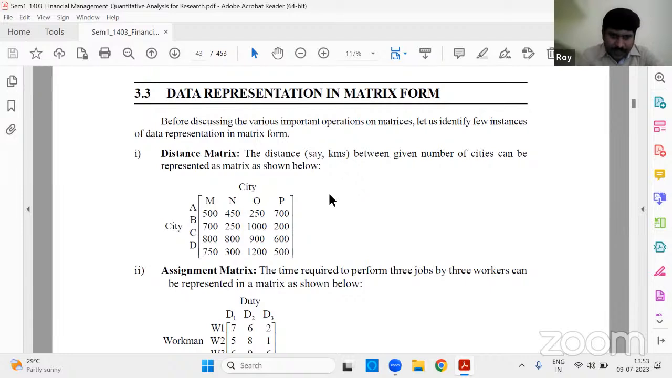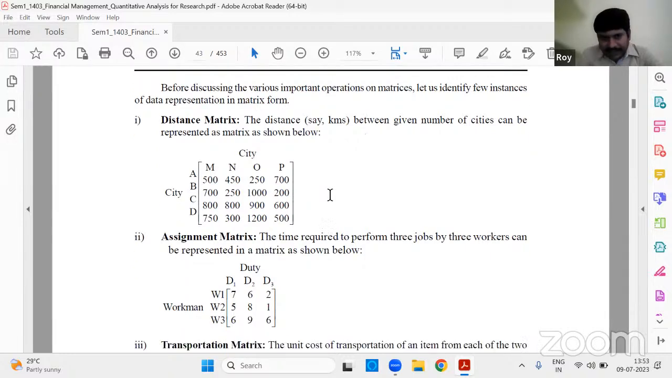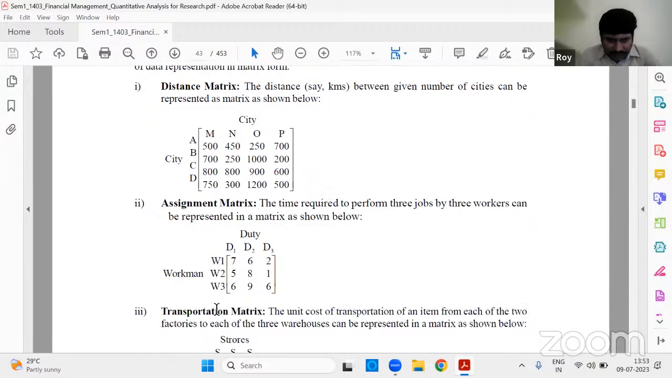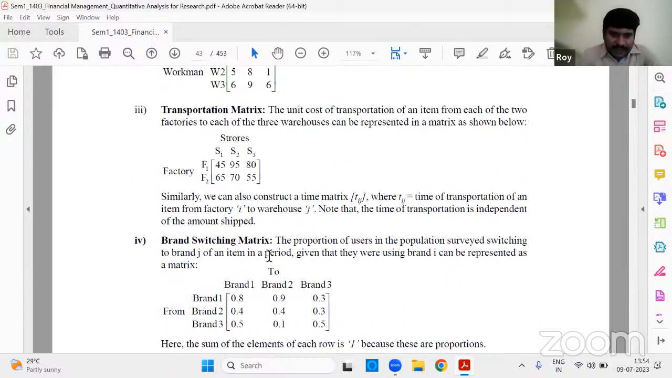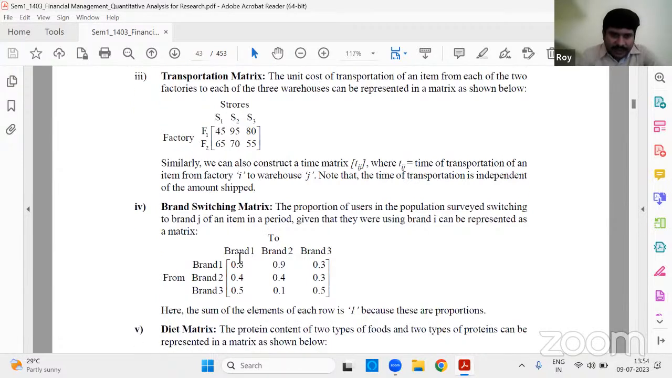Now, assignment matrix. Assigning. Let us say there are 3 workmen. W1 workman, D1, 7 is his duty, 6th duty, 2nd duty. Right? Transportation. In the future units, we will have the transportation problems and assignment problems. There you will understand what assignment and transportation problems mean. Okay. Next, brand switching matrix. Brand 1, brand 2.